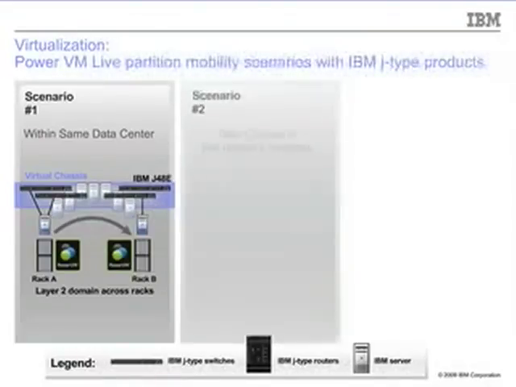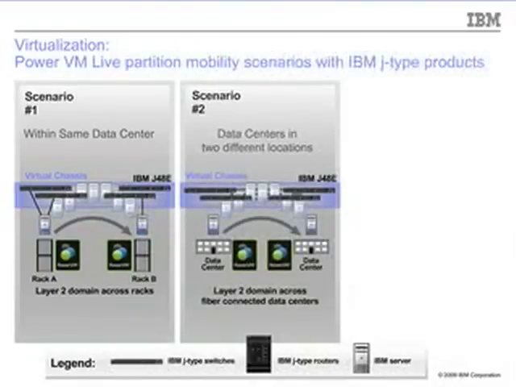Let's look at a slightly more complicated scenario. Now these two servers are at two different locations, maybe at two different data centers. Again, we use the same Power VM technology at the servers at the two data centers, and we use the virtual chassis technology on the IBM J48E switches. Like we mentioned before, the virtual chassis technology can be extended over great distances, up to 40, 50, 60 kilometers. So even though these data centers are far apart, that network fabric is going to look like one single switch.